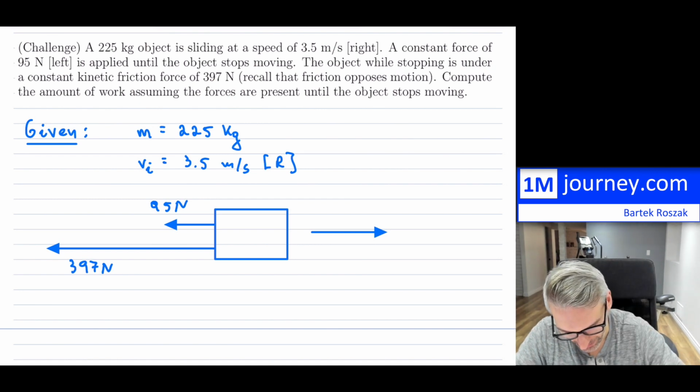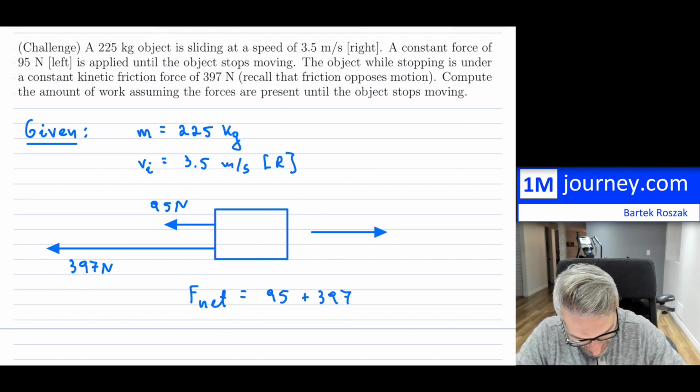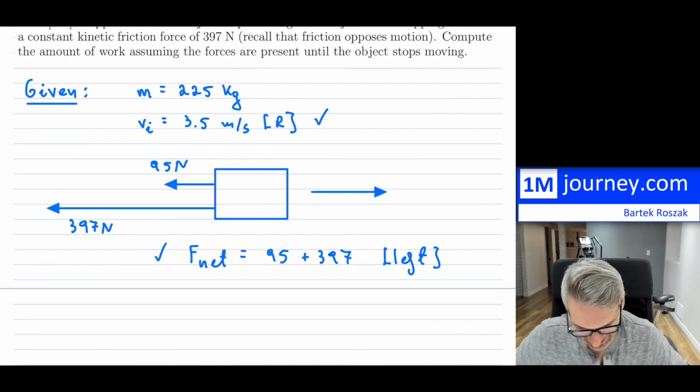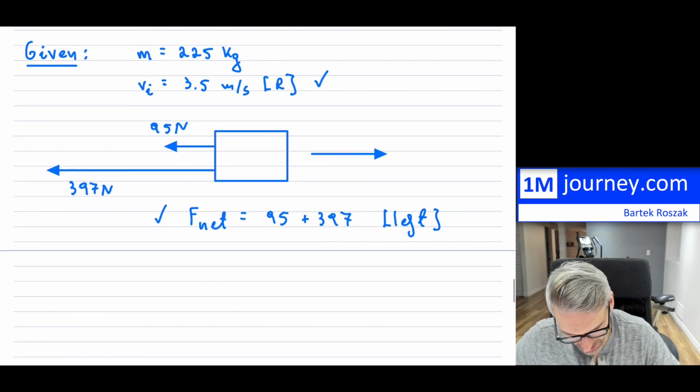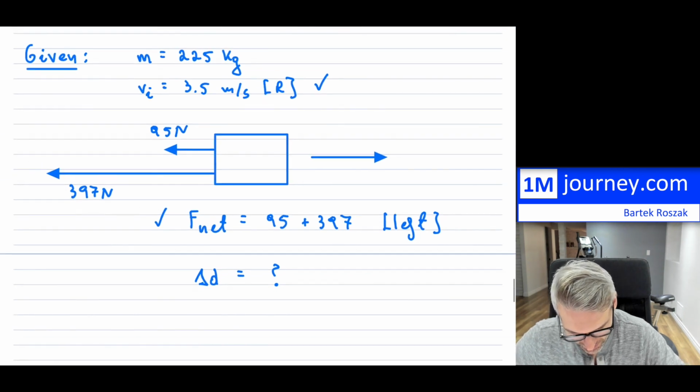So what do we need? Well, we definitely need the forces. The net force is going to be 95 plus 397, and this is to the left. Okay, so we have F net. The next thing is what we're after: we want to know how far this thing has moved.